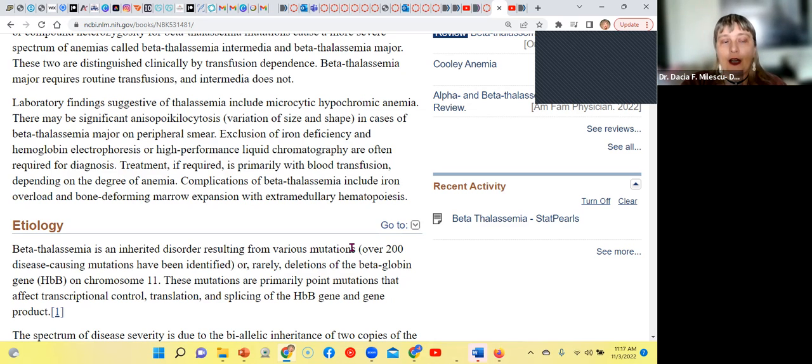And then if required, in terms of treatment, you're going to do a blood transfusion, making sure that obviously there's a blood match. The complications are, like I said before, iron overload. So therefore, chelation therapy is the way to go. Also bone-deforming marrow expansion because of the hyperproduction of red blood cells due to the anemia. The body thinks it needs to produce more because the red blood cells are dying off too fast.